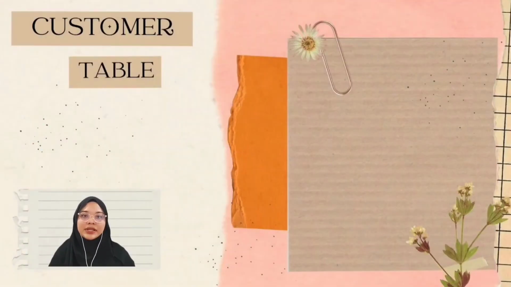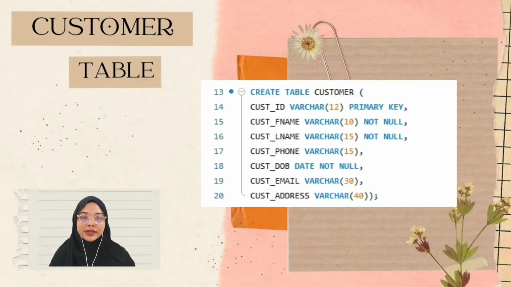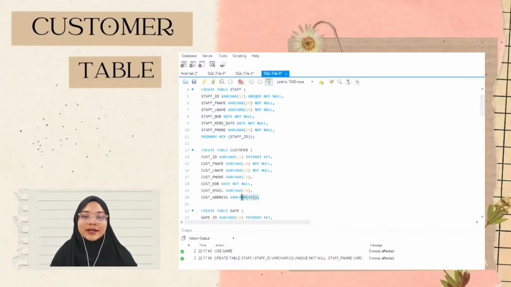The second table is the customer table. Create table customer, bracket, cus_ID, varchar 12, primary key, cus_FName, varchar 10, not null, cus_LName, varchar 15, not null, cus_phone, varchar 15, cus_DOB, date not null, cus_email, varchar 30, and the last one is cus_address, varchar 40.